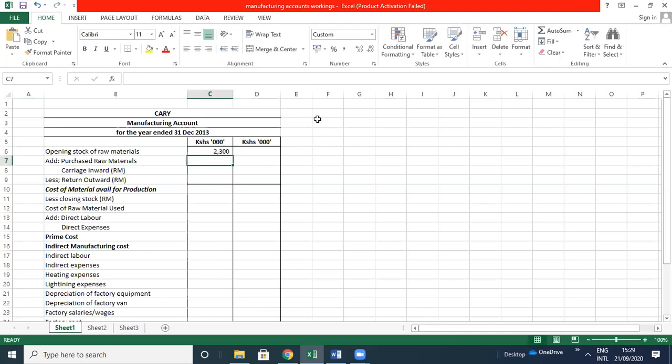We continue. What are the purchases of raw materials? Purchases of raw materials, 14,590. Ensure that we don't lose you here. You'd be very fast. That is what would be expected of you in the exams. Good. What else do we have? Do we have carriage inwards? No. What is the other element we have?